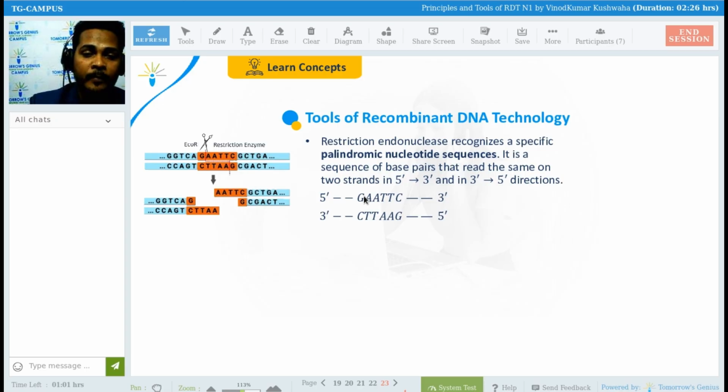Now, what is a palindromic sequence? The restriction endonuclease recognizes a specific palindromic nucleotide sequence, a sequence of base pairs that reads the same on the two strands. So you can see, when you start reading from the 5' end to the 3' end, you read 5'-GAATTC-3', and when you read from this side it is also the same, 5'-GAATTC. So this is the way to recognize the palindromic sequence.